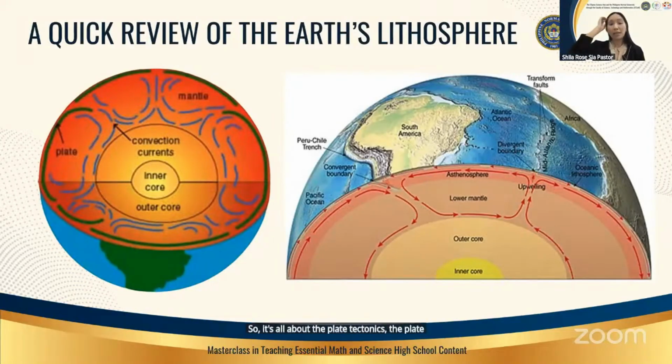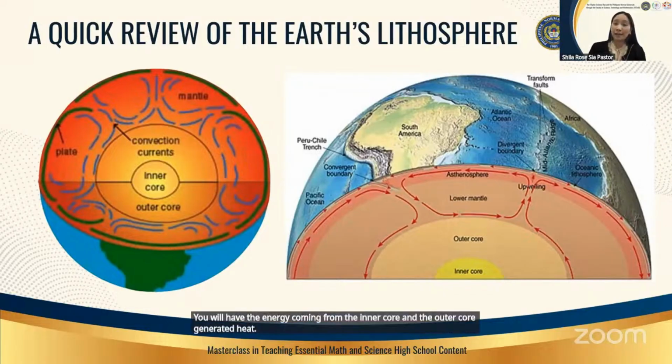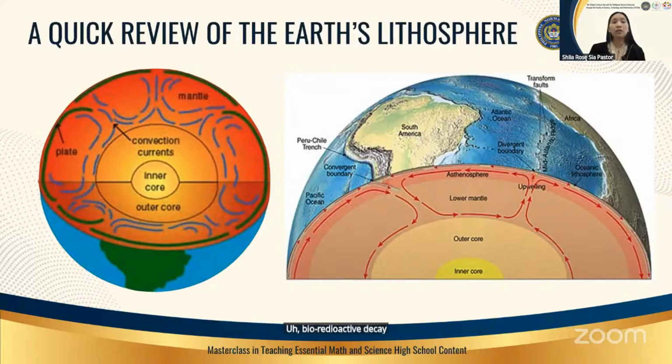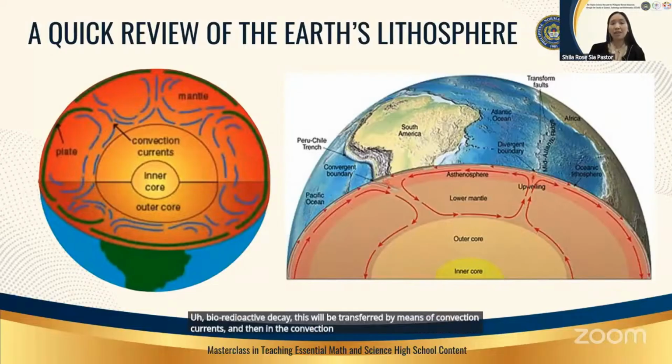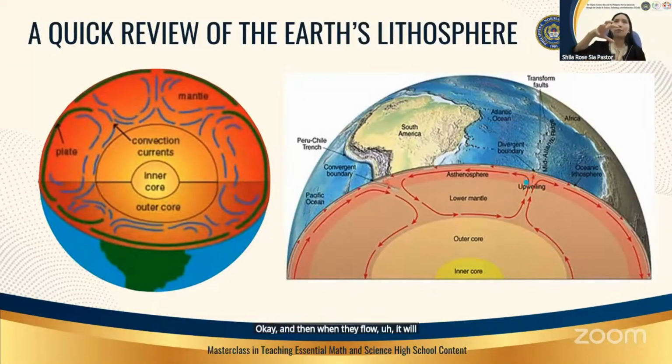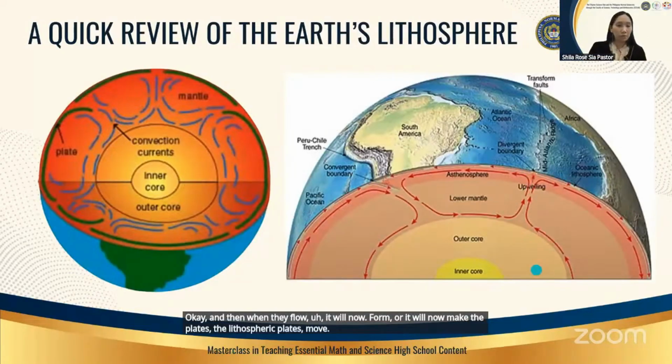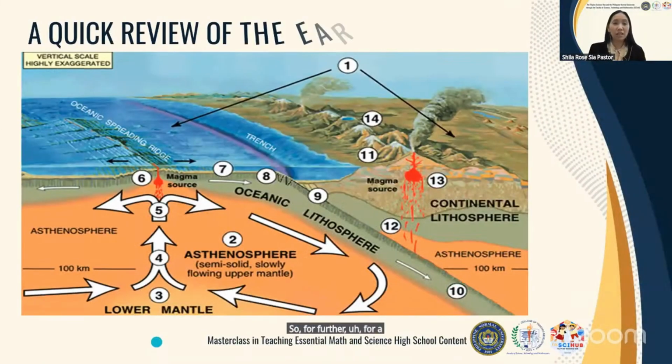Plate tectonics theory, and now how does it work? As you can see in this particular slide, you will have the energy coming from the inner core and the outer core, heat generated by radioactive decay. This will be transferred by means of convection currents, and in the convection currents, the asthenosphere will flow due to changes in densities. And when it flows, it will make the lithospheric plates move.